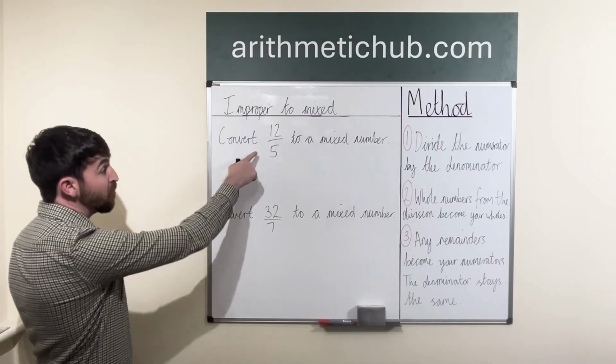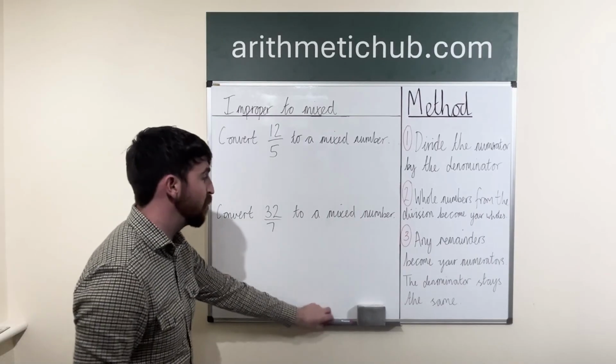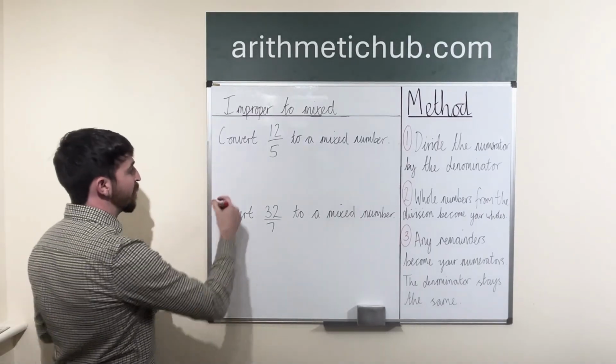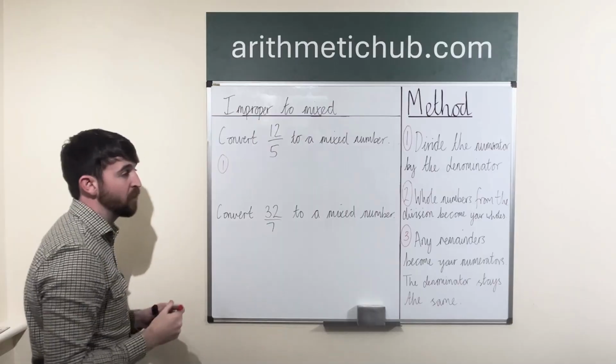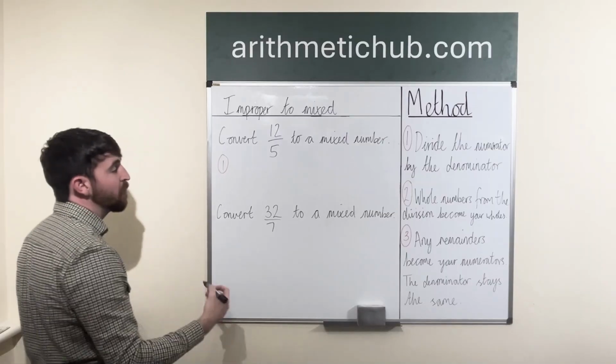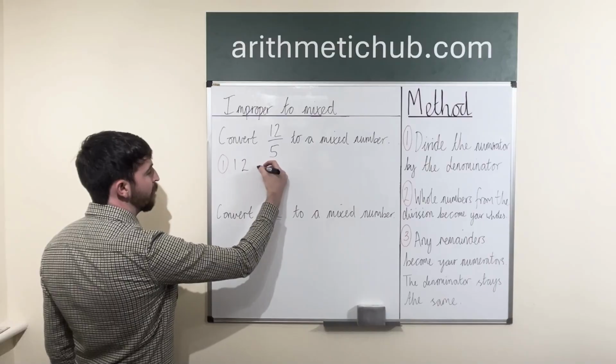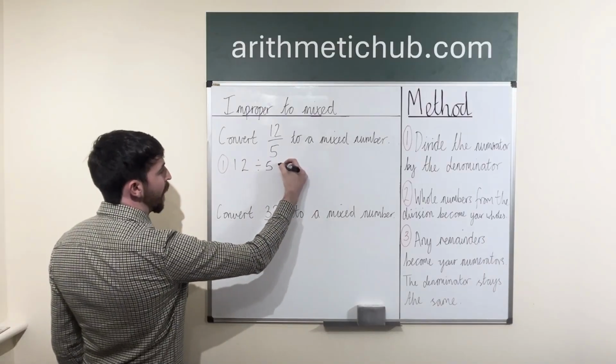Okay, so let's start off with the first point. Divide the numerator by the denominator, and sometimes when we do methods like this, it's quite nice to be able to set it out like this, where we've got each step, okay? So divide the numerator by the denominator. Our numerator is 12. We're going to divide 12 by 5.